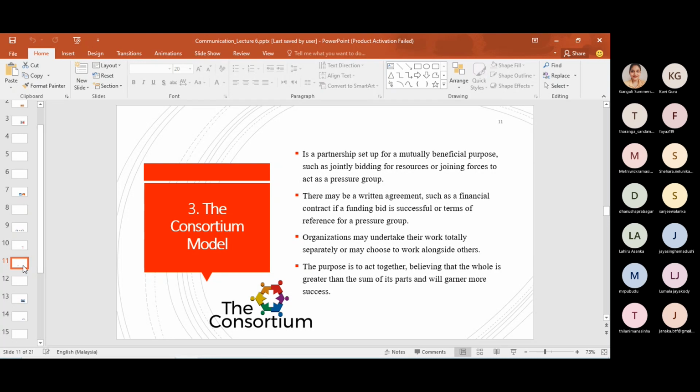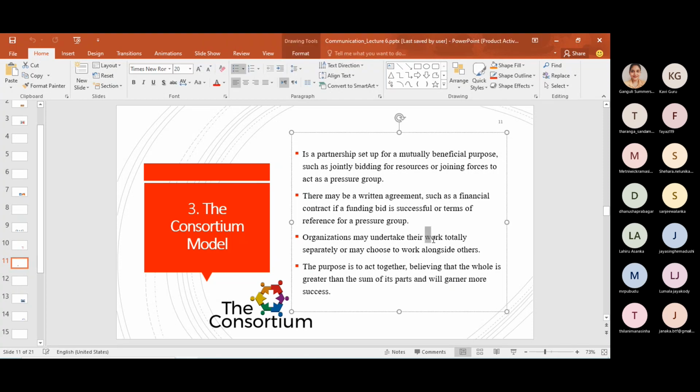Okay, and in a consortium model, organizations can work separately, or they can choose to work alongside others as well. So that means, in the consortium model, I don't want you all to misunderstand this sentence. Okay, so working totally separately means they are still working towards a common goal, but they are working separately.